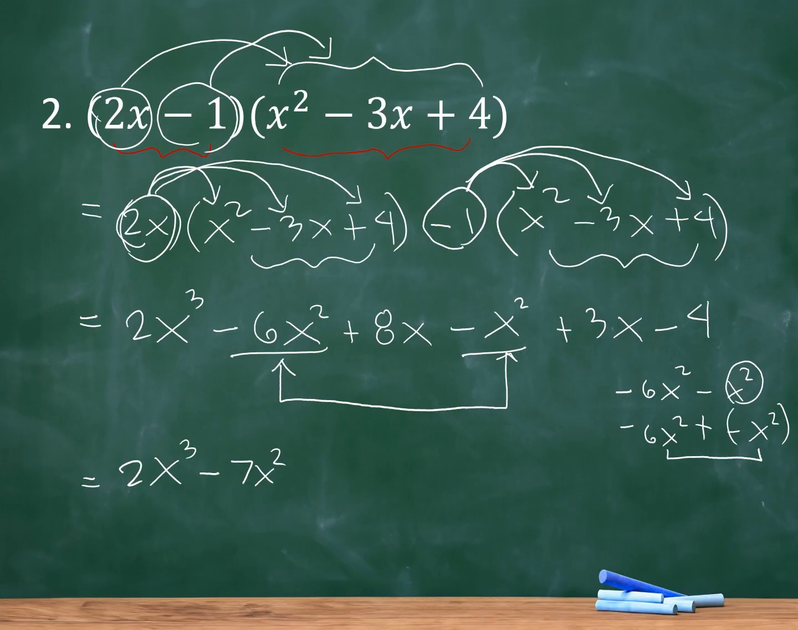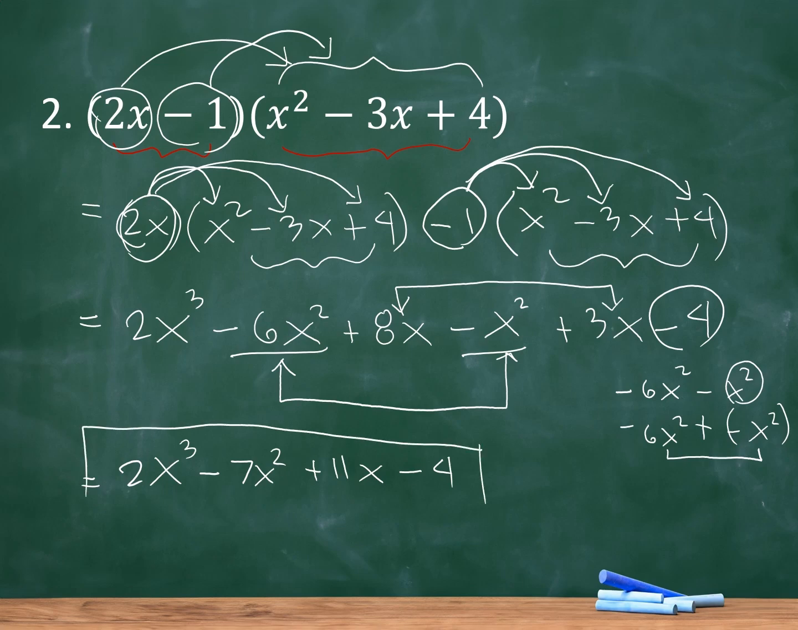Next, we will combine 8x and 3x. 8x plus 3x, it's gonna be positive 11x. And then we will just copy minus 4. So this will be our answer: 2x cubed minus 7x squared plus 11x minus 4.